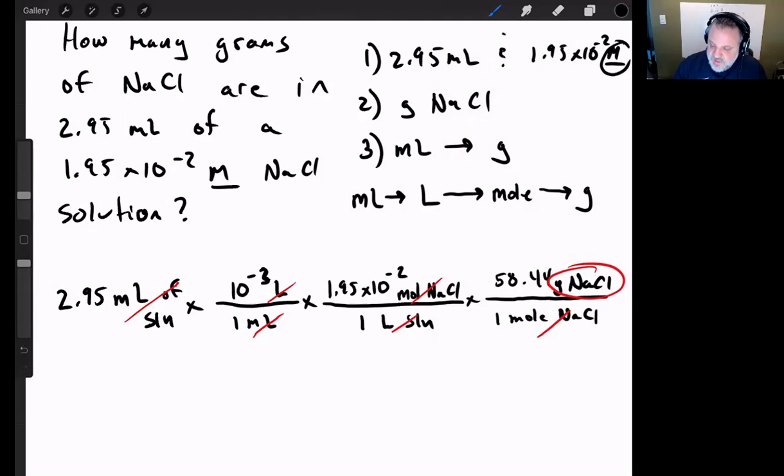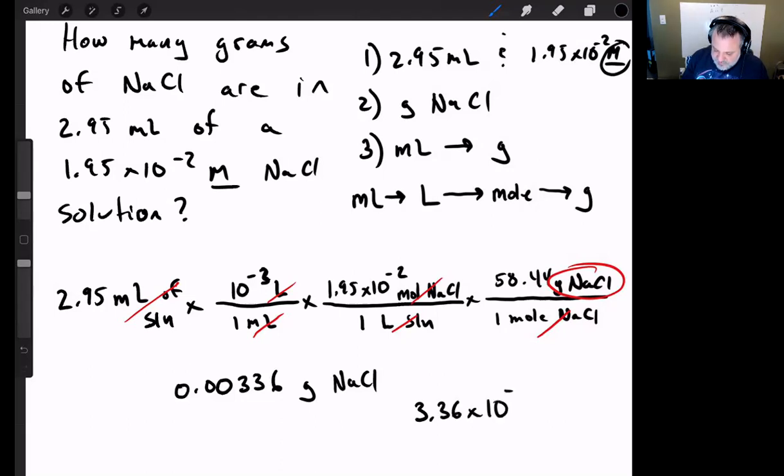2.95 times 10 to the third times 1.95 times 10 to the negative 2 times 58.44, and I get 0.0033 to the correct number of sig figs, which is 6 grams of sodium chloride. And if I wanted to put it into scientific notation, 3.36 times 10 to the negative 3 grams of sodium chloride.